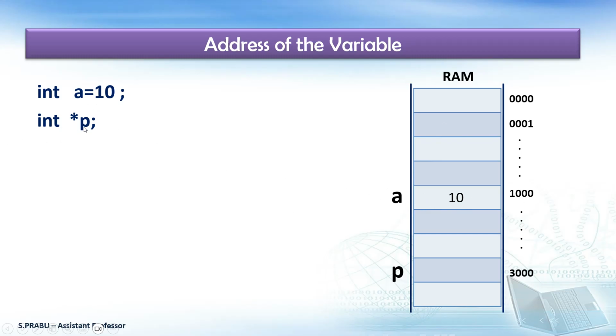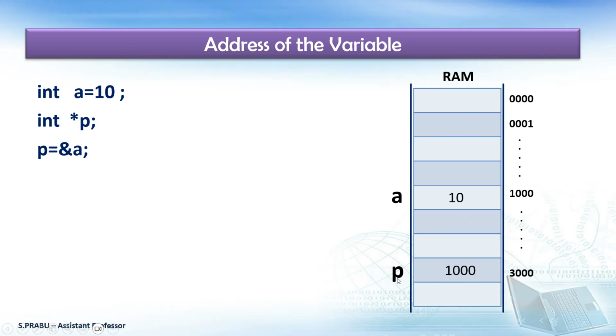The pointer variable is identified by the prefix called the asterisk symbol. So when it's declared, one of the locations can be assigned to the pointer variable. It has its own address. When I assign the address of a, where ampersand means address of a, into the pointer variable, the address of a is 1000. That value can be stored in the pointer variable p.